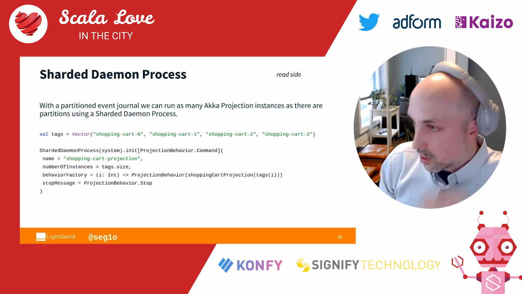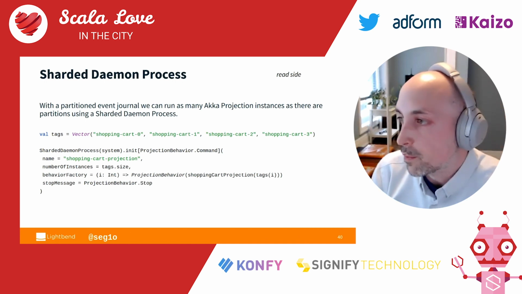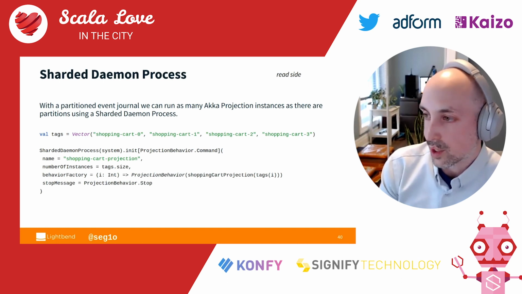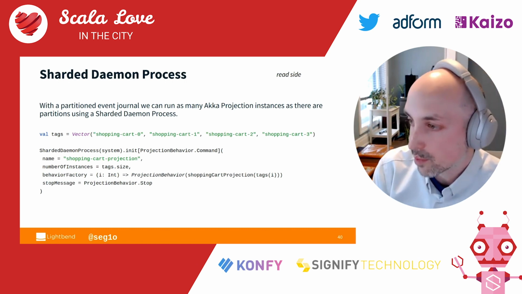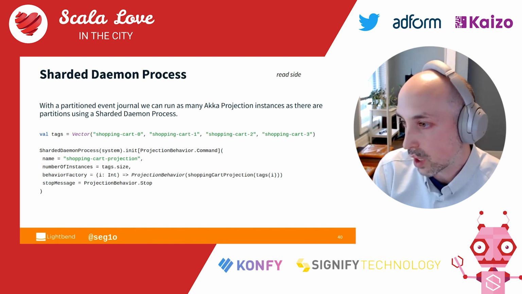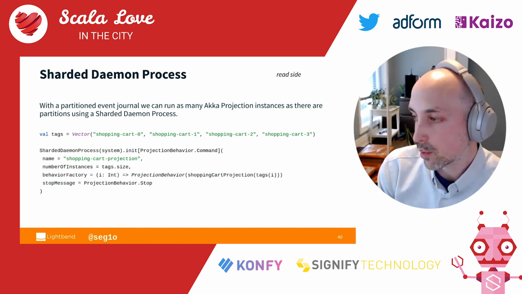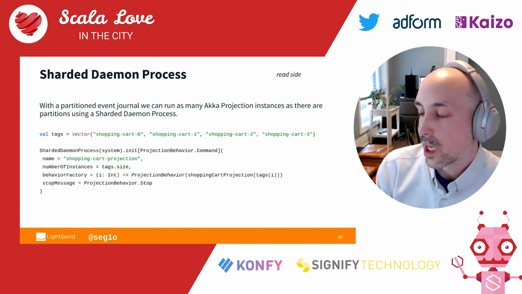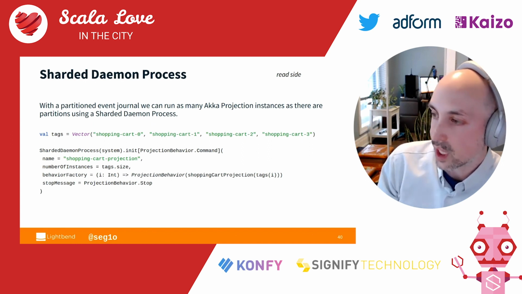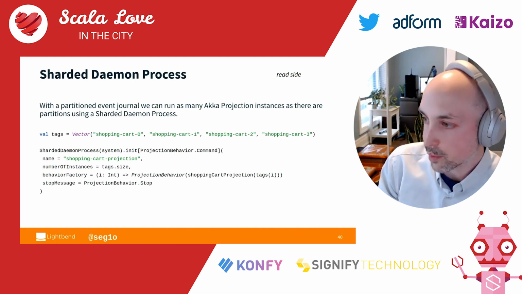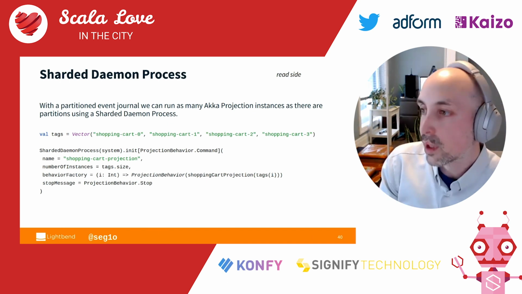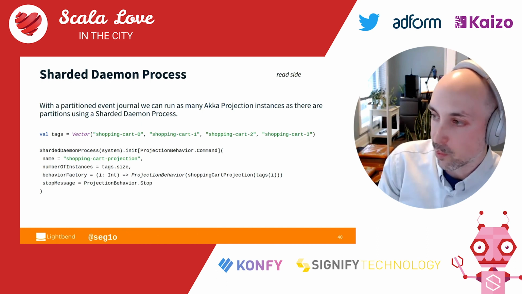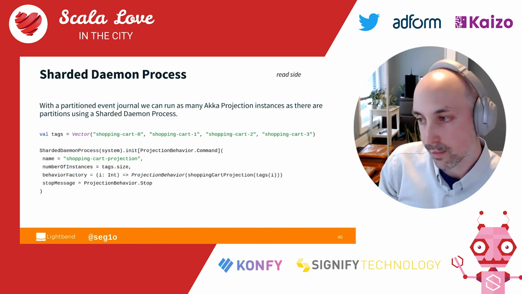So using the sharded daemon process, we can distribute the projection across Akka Cluster. We just define the number of instances of projections we want, and that's basically the number of tags we have. Then this behavior factory is taking a projection behavior, which comes out of the projections library, and we pass the projection into it, and we pass this integer value, which represents the ID of that sharded daemon process. That ID is basically just a number from 0 to the number of processes we have. So we can use that to determine which set of tags we want to stream for that instance.